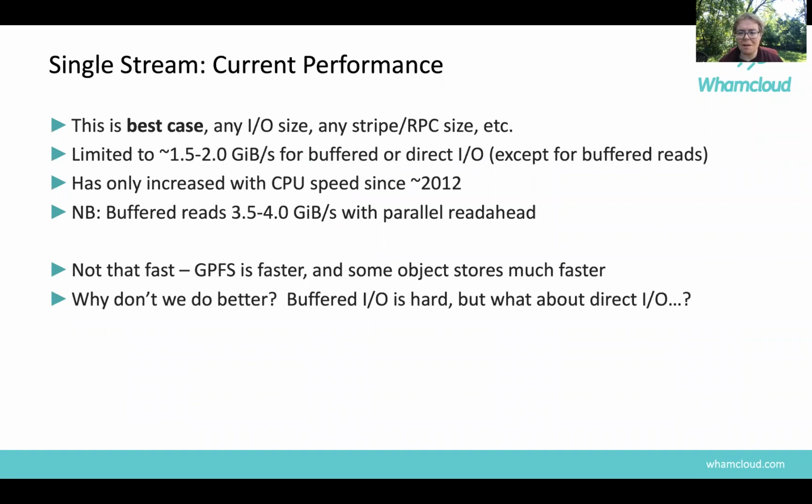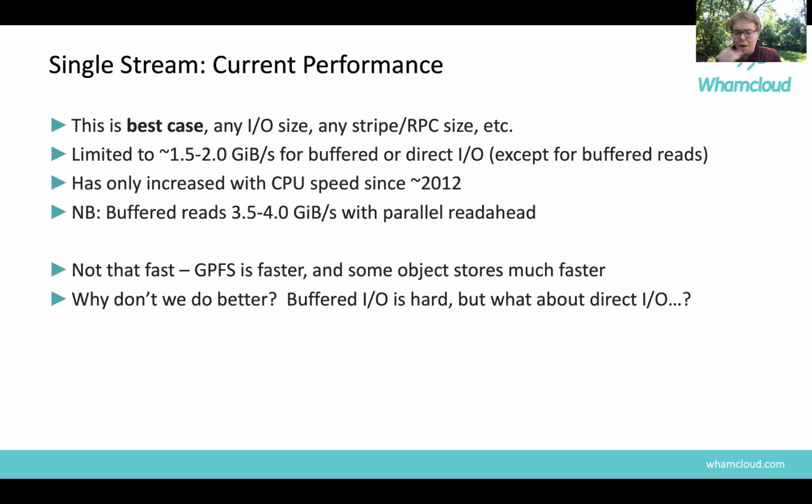But they've only really increased, with the exception of parallel read ahead, with CPU speed since, I don't know, maybe 2012, which is around when I started working on Lustre. And this isn't really all that fast. GPFS is quite a bit faster, and some object stores are a lot faster than this. So why doesn't Lustre do better than that? I mean, what's the problem?